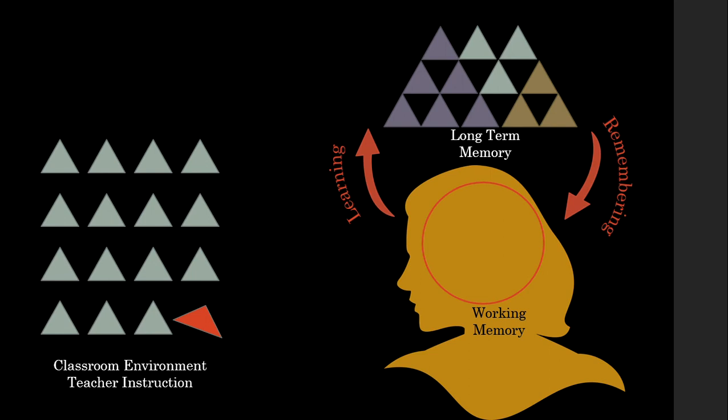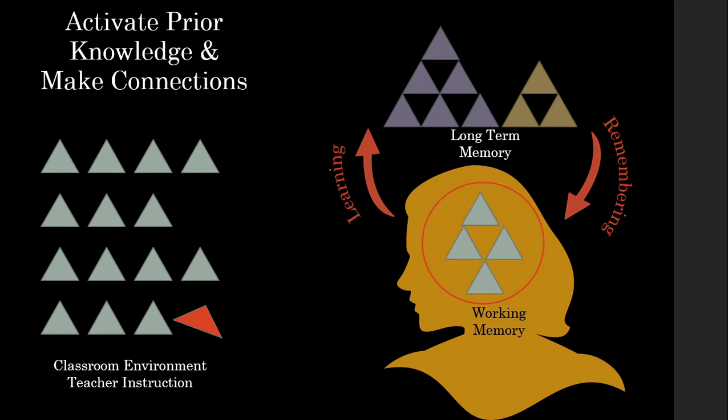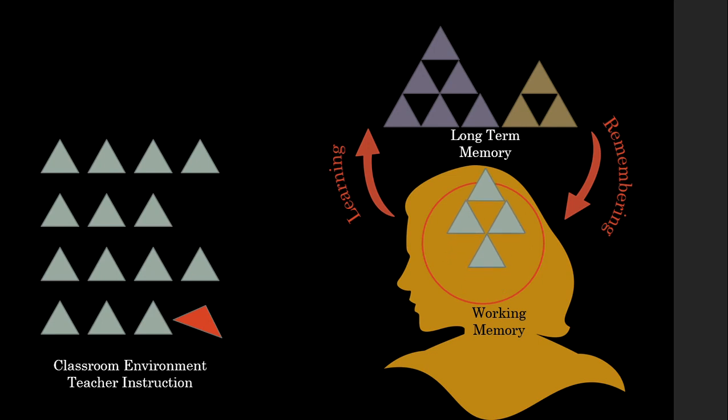Now, to get new information into long-term memory, what happens is that we have to activate prior knowledge and make connections to what we already know. So it's not enough to just present information. The student actually has to make a connection in their mind to what they already know in order for that to go into their long-term memory. So that's why it's so important to activate prior knowledge and help students make personal connections to the content. That's how it gets into long-term memory and is remembered.